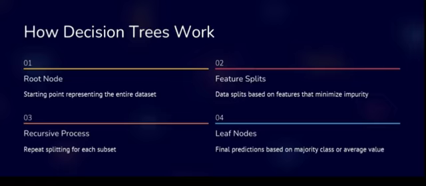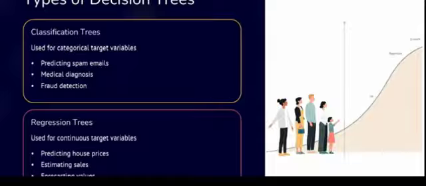A decision tree works based on four basic outlines: root node, feature split, recursive process, and leaf node. The root node is the starting point representing the entire data set. Feature split is where the data splits based on features that minimize impurity. The recursive process is the repetition of splitting the data into subsets based on the criteria. The leaf node is the final prediction based on majority class or average values.